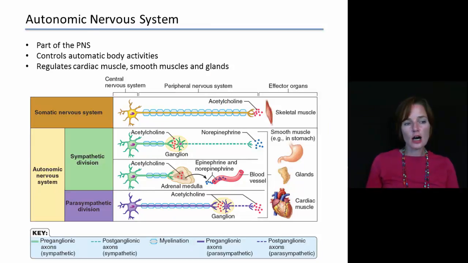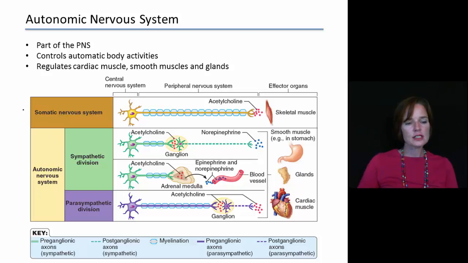If we look at the autonomic nervous system, it is part of the peripheral nervous system. This one is responsible for controlling those automatic body activities, in other words, the involuntary body activities. This is responsible for regulating cardiac muscle, smooth muscle, and also glands.